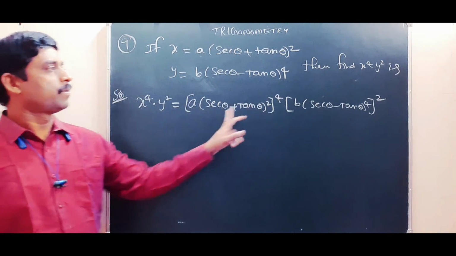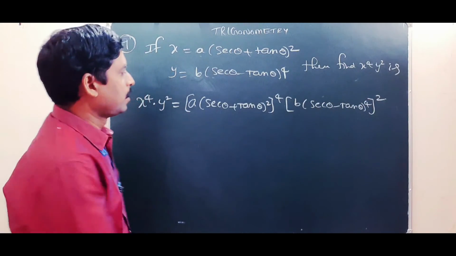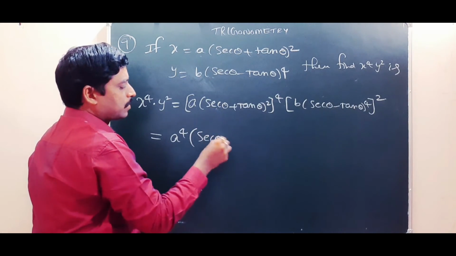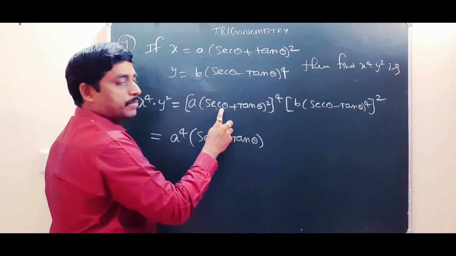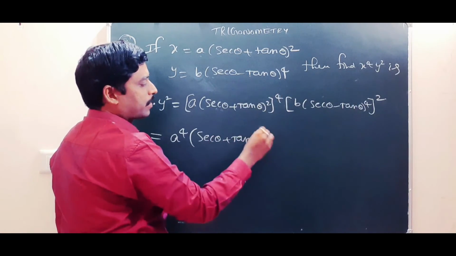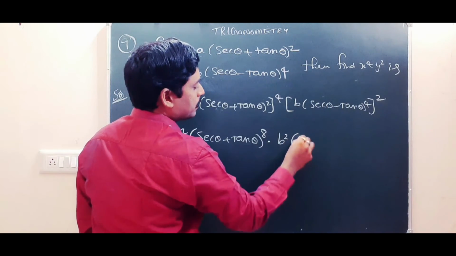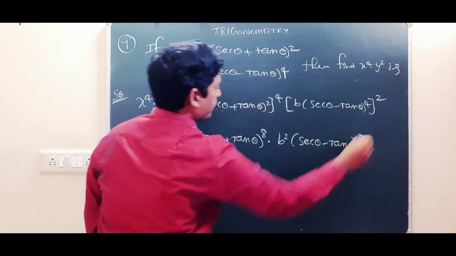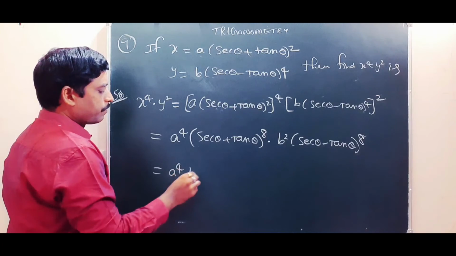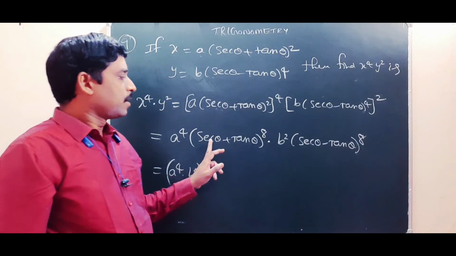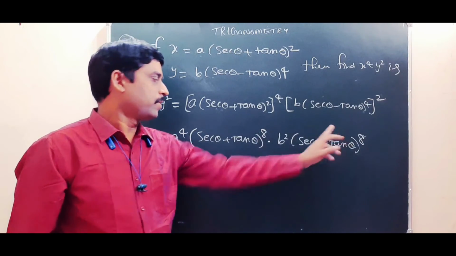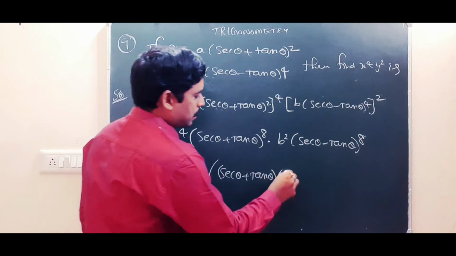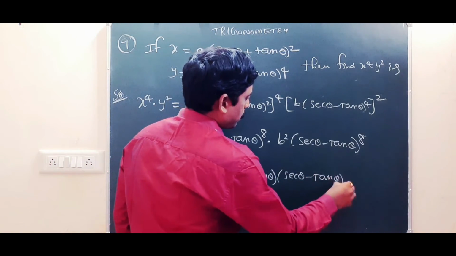Okay, x to the power 4, y to the power 2. So it will be a to the power 4 into (secant theta plus tan theta) whole square power 4, 2 4s are 8. Okay, it will be b square into (secant theta minus tan theta) power 4 whole square, it will be 8. So a to the power 4 into b square. We have (a plus b) into (a minus b). Okay, same powers, right? (Secant theta plus tan theta) into (secant theta minus tan theta) power 8.